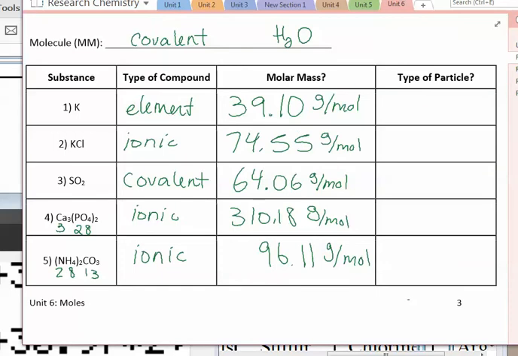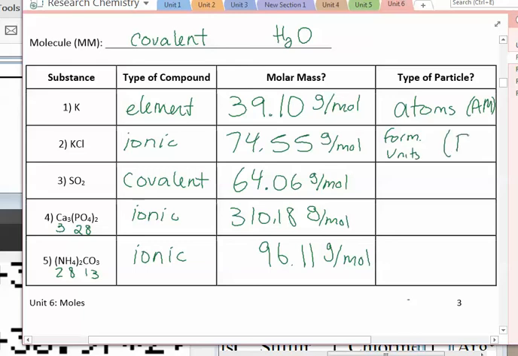So the last part of this is we're just using the label to describe it. If we had a bunch of these in a container, what would we describe them as? For the first one, potassium, we would describe as atoms, which we abbreviate AM. The second one is an ionic substance, so it would be formula units, which is FM. SO2 is a covalent substance, so this is molecules, which we abbreviate MM.